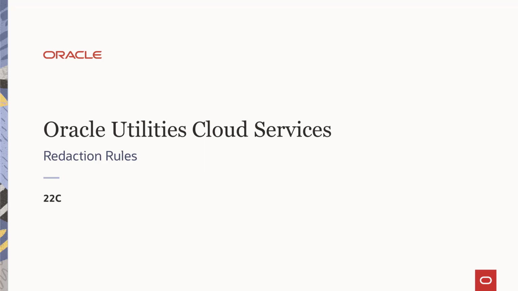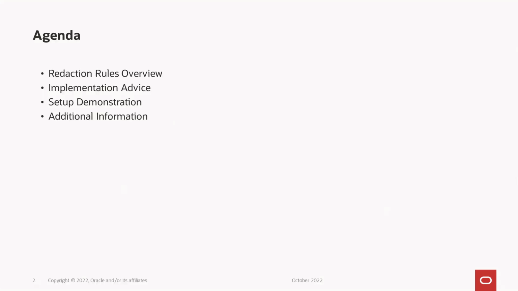Welcome to the session that discusses redaction rules, which are available in 22C in the Oracle Utilities Cloud Services. In this session, we'll talk about this new feature and how it can impact your business. I will give you an overview of redaction rules, followed by more detail to explain how you would use it and the benefits to your business. Then we'll explain what you need to consider when implementing this product in your business. Finally, we'll walk through a demonstration of setting up rules and provide you with some additional resources.